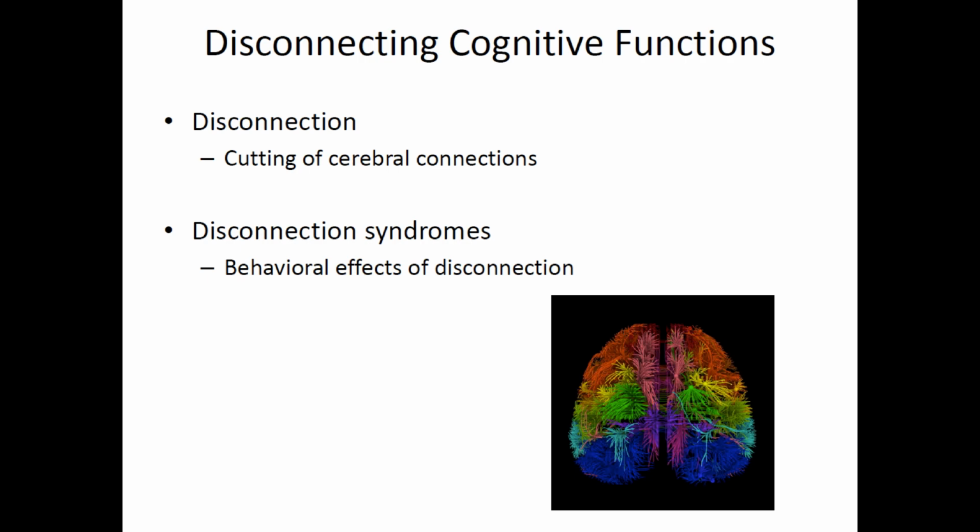Okay, so if you cut a cerebral connection, this is called a disconnection, and the ensuing behavioral effects are called disconnection syndrome. So disconnection syndrome is the behavioral effects of a disconnection. The behavioral changes that result from disconnecting cerebral regions can be very, very odd, and they often differ from behavioral changes you might expect when you lesion two areas and the connections are still intact. So it's very different if you cut the connections or if you cut out a specific area.